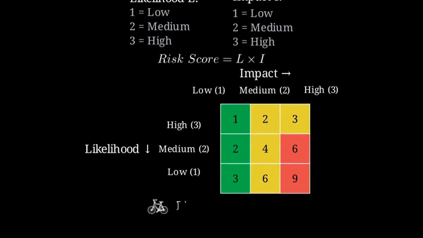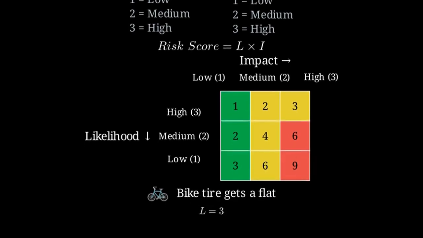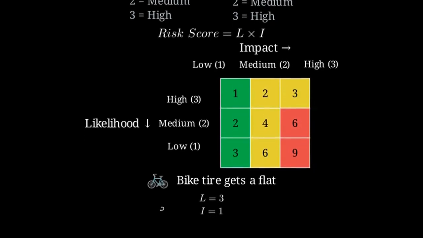Step 4 is an example. Imagine your bike tire might get a flat. You ride on a road with many thorns, so the likelihood is high. That means L equals 3. The impact is low because you only walk for 5 minutes. That means I equals 1.